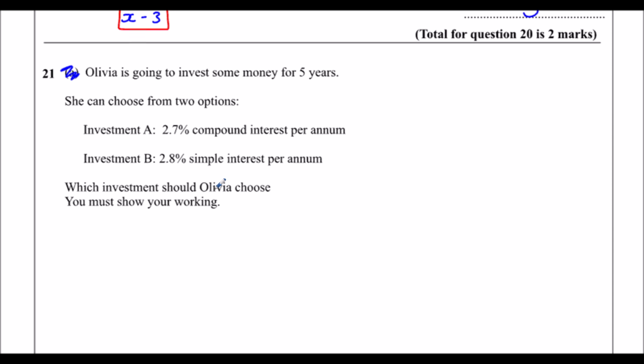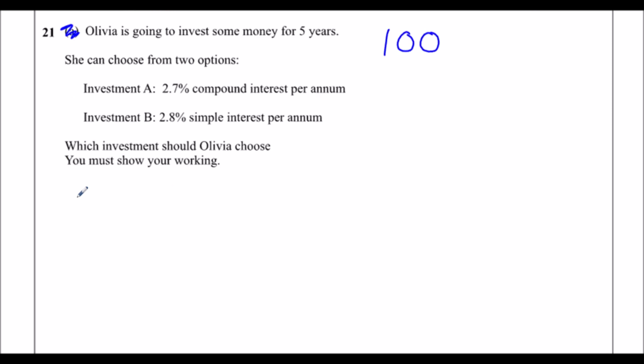So they haven't told us how much money she's starting with, but that doesn't matter. We can just say she's starting with 100%. She starts with 100% of her money, or you could think of it as £100. So for investment A, we're going to have 2.7% compound interest per year. So every year, we're going to add on 2.7%.